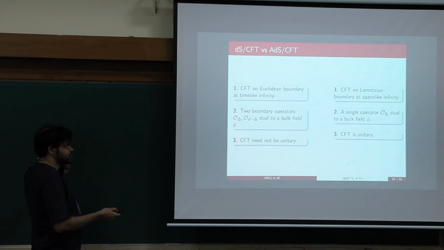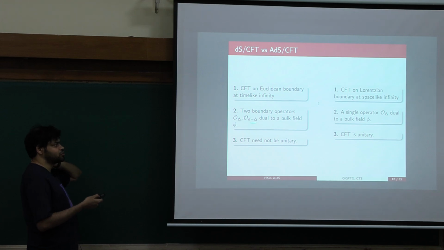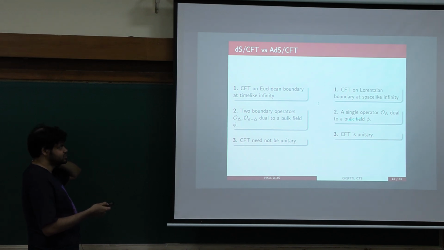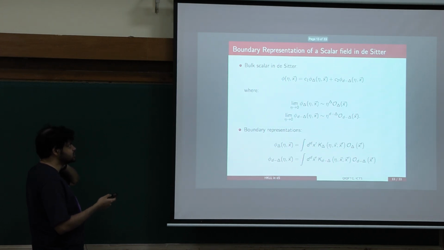Okay, so just summarizing the difference. Here the CFT is on some Euclidean boundary at timelike infinity in AdS. This is AdS and this is dS, where the boundary is of course at space going to 0. Now we have 2 boundary operators dual to a bulk field, because both these modes now are normalizable, unlike in AdS where only one of the modes was normalizable. Okay, so this was kind of the review of the old, pedagogical stuff.